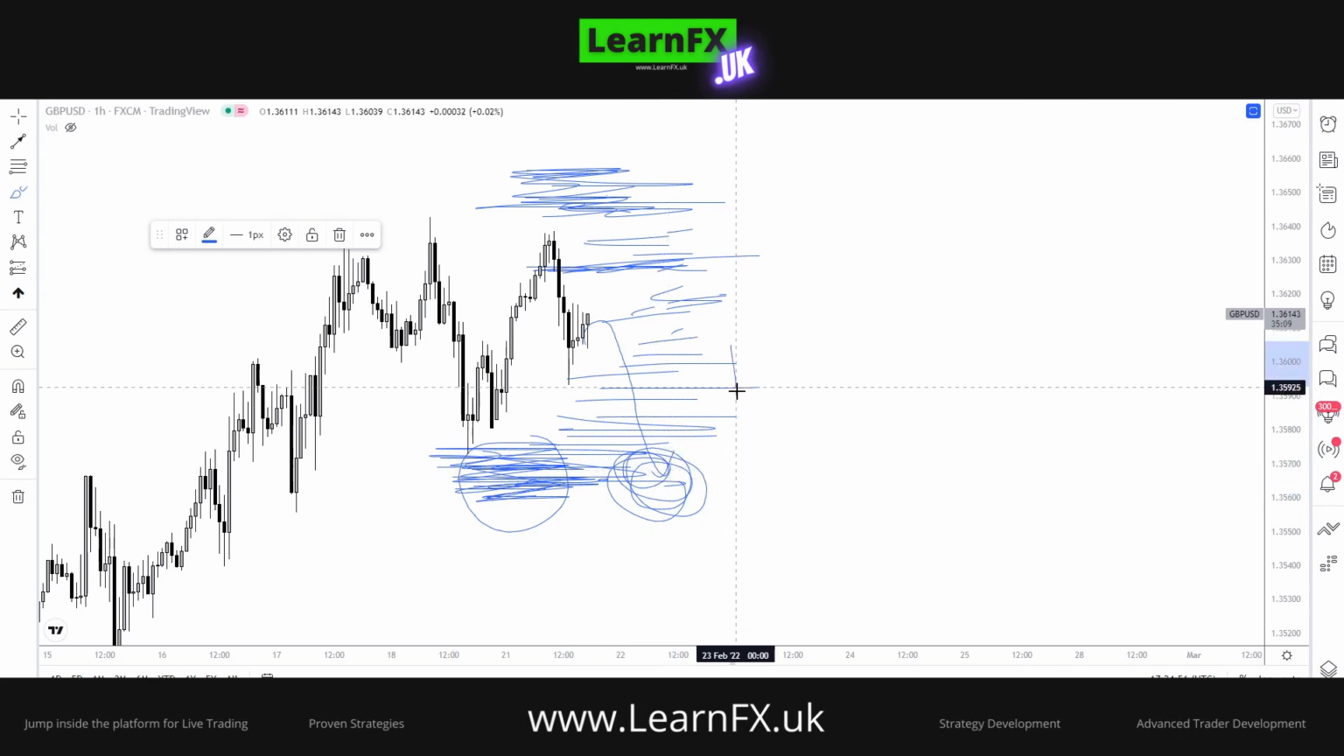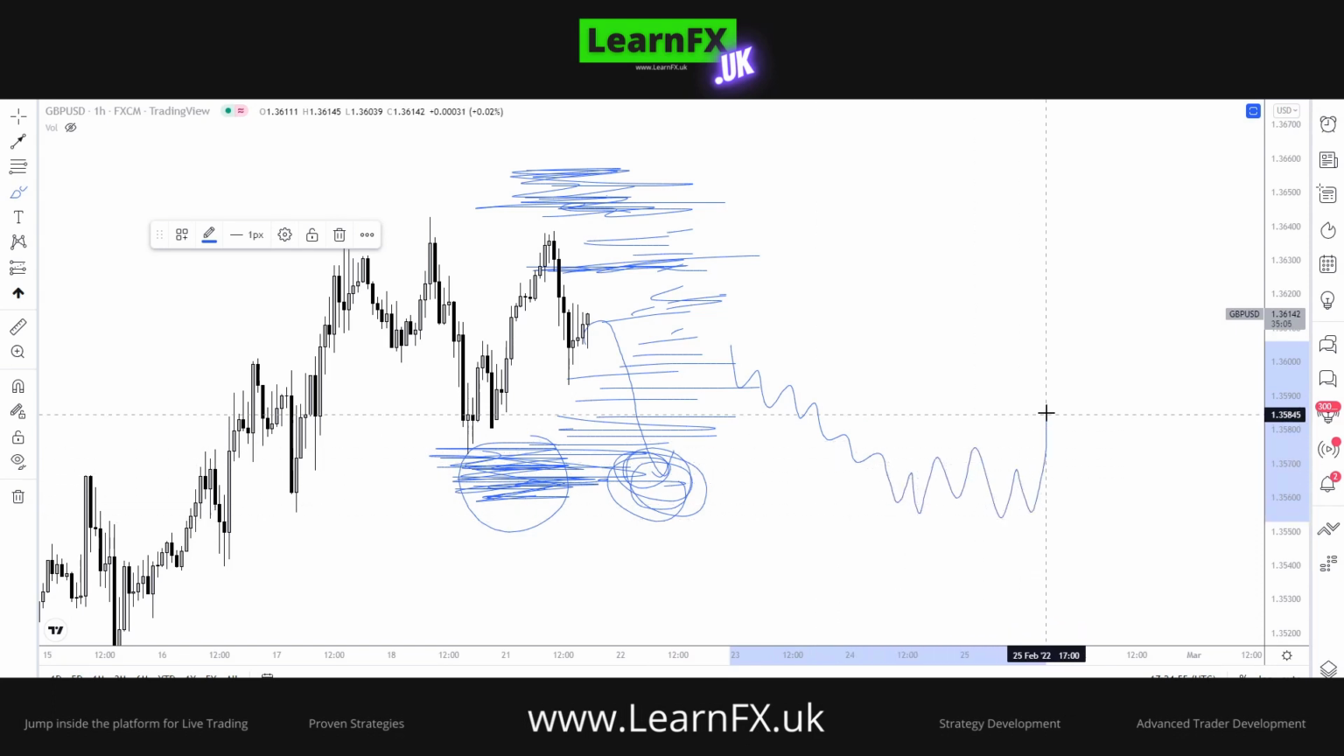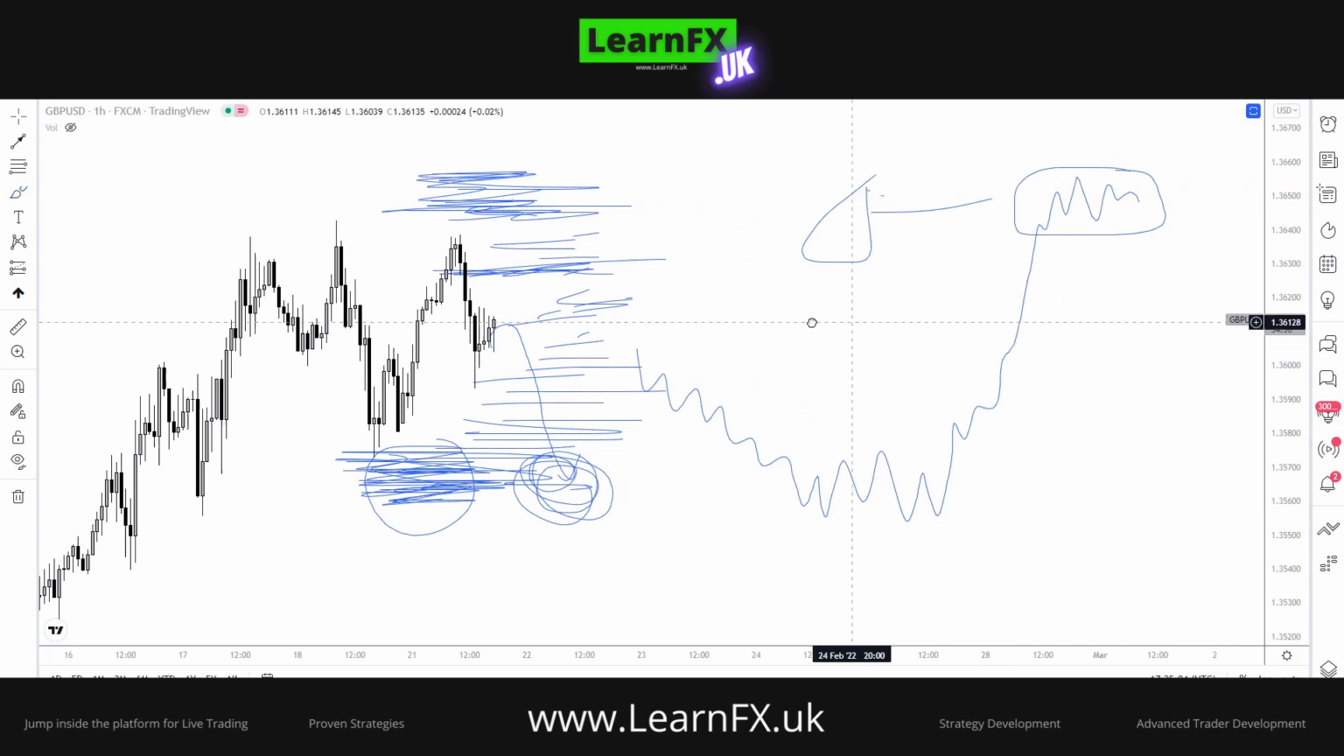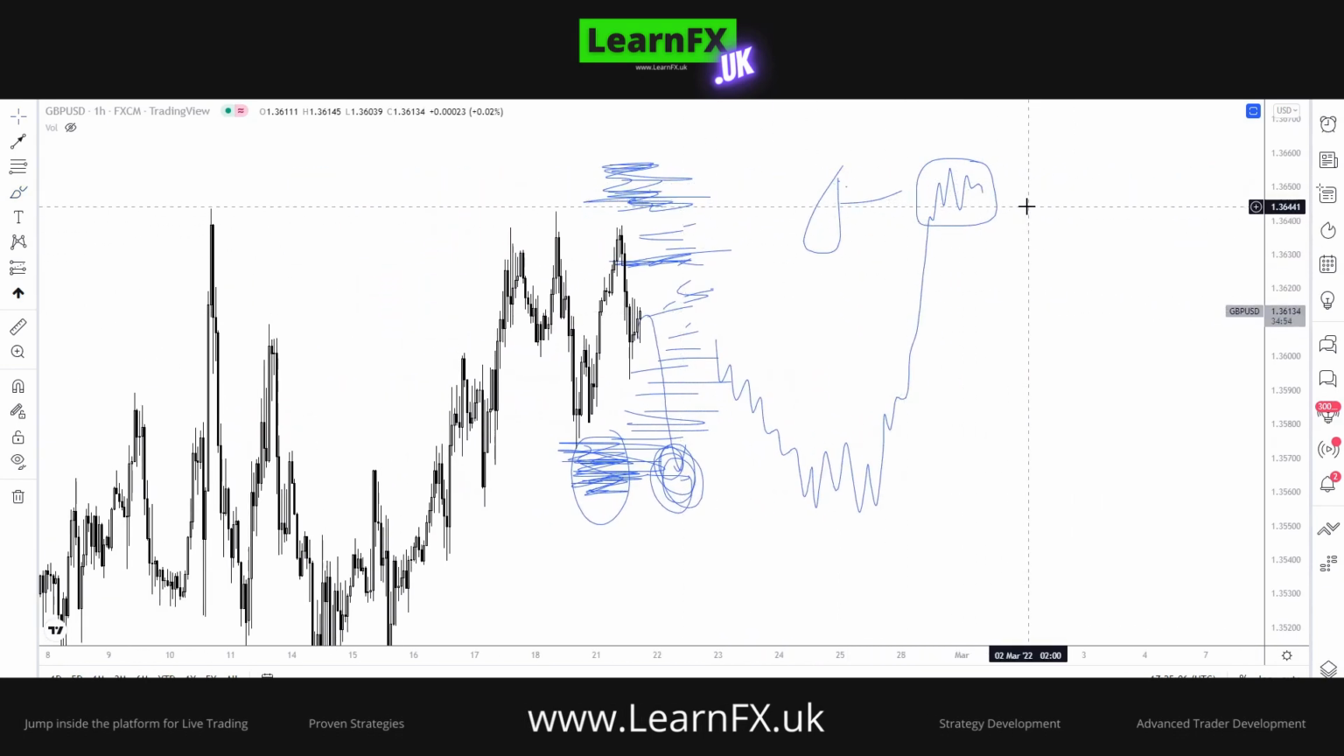Again, remember our schematic, right? Mark down, accumulation, mark up, and then distribute orders, right, to then take price to another area of liquidity, right? Or generate some more liquidity to then run into to take price to another area of liquidity.